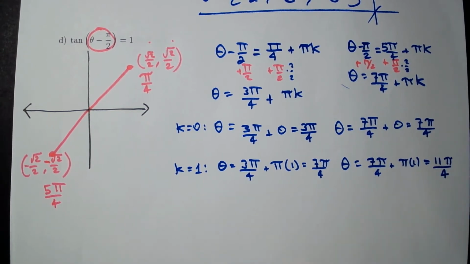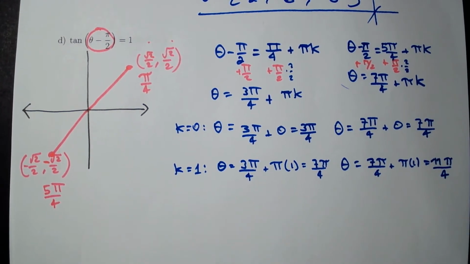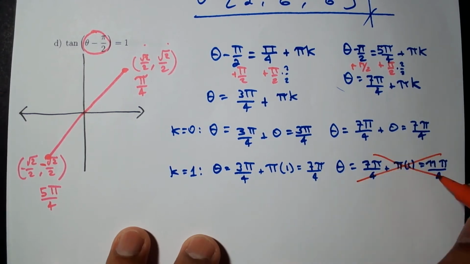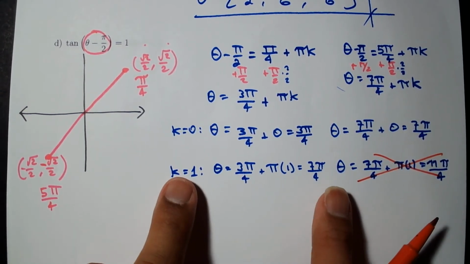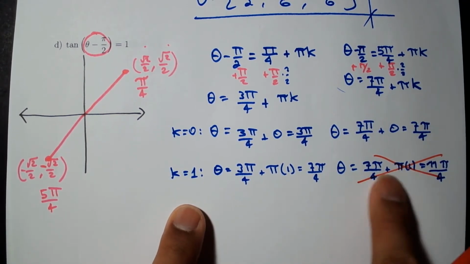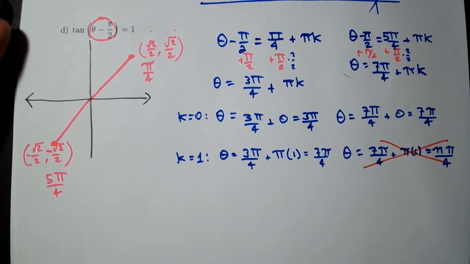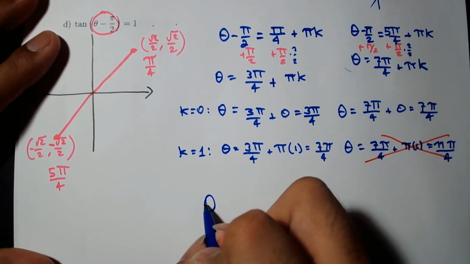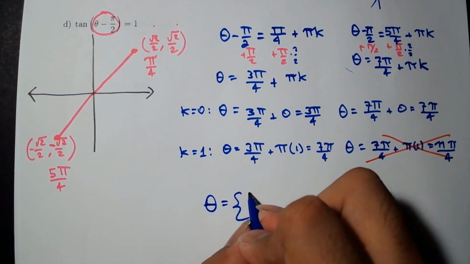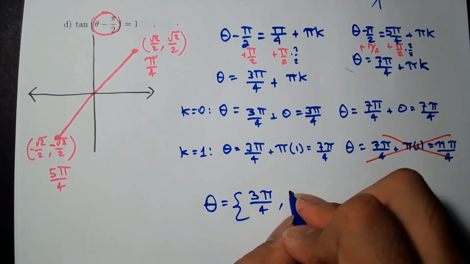But in this case, we can tell that 11 pi over 4 is a number way bigger than 2 pi, bigger than the interval we want. So we can disregard this solution. I'm not going to do k equals 2, because k equals 2 over here is going to give me exactly this 11 pi over 4, which is not a legitimate solution within the interval that we want. So here, I'm just going to say the solution set for theta is 3 pi over 4 and 7 pi over 4.